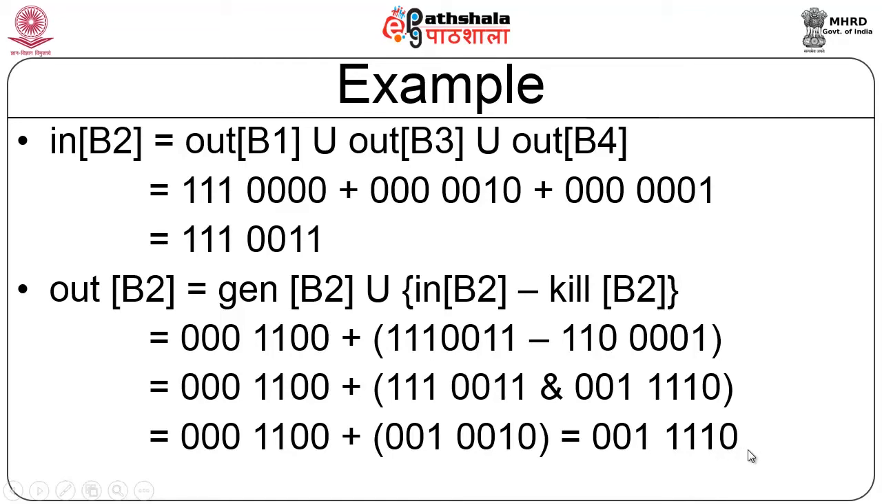So, I have to compute this for all the blocks and ensure that, as we can see, out of B2 is this now, the previous out of B2 was just gen of B2, which is nothing but this one, 0001100, and this is not the same. So, I have to go through this for one more iteration. Till all the blocks have 2 consecutive iterations with the same result of out computation, I have to go through the algorithm more than once.